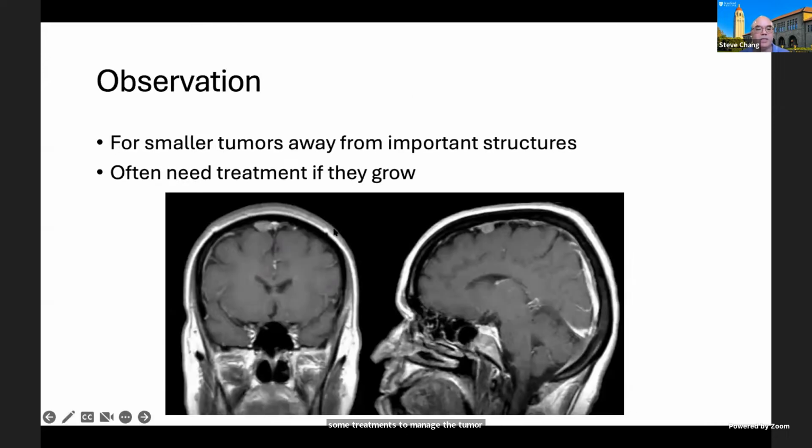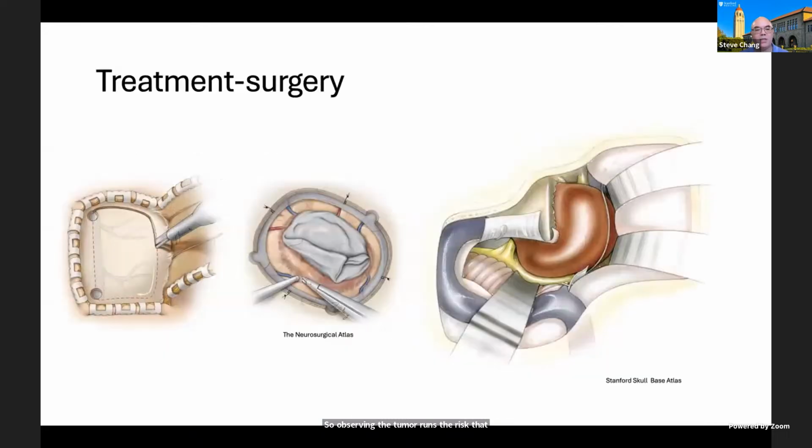So for small tumors such as this little one here, if this is the patient's first scan and it was an incidental finding, the patient was having symptoms like dizziness or something completely unrelated to this, it may make sense to have the patient come back in 6 months with another MRI scan just to see if things are changing. Oftentimes, these tumors don't necessarily grow very quickly, but they are tumors, and so over the longer run, it's not uncommon for these to show progression over time. So observing the tumor runs the risk that the tumor grows while you're watching it.